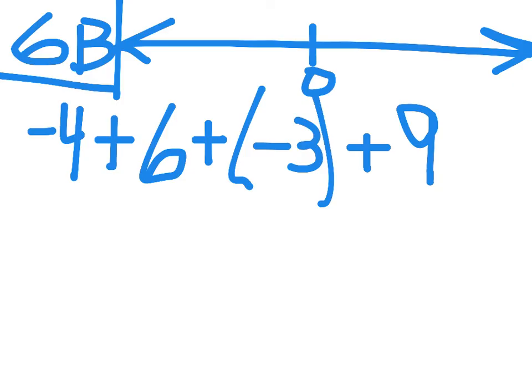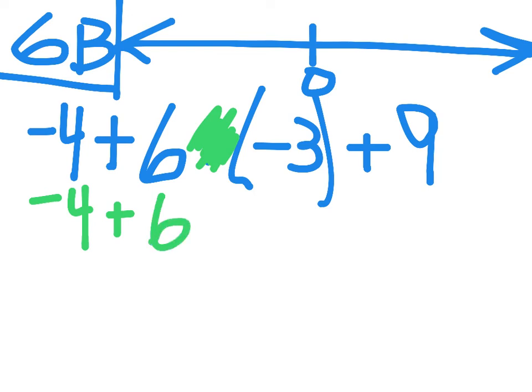Last problem here is 6b. It says negative 4 plus 6 plus negative 3 plus 9. So first thing I'm doing, if I see a double sign, I've got plus negative 3, I scribble out the plus sign. So I'm going to rewrite this as negative 4 plus 6. Instead of negative 3, I write minus 3. It's the same thing. And then you've got plus 9. I don't see any additive inverses here. There's no negative 4, positive 4, or positive 6, negative 6.